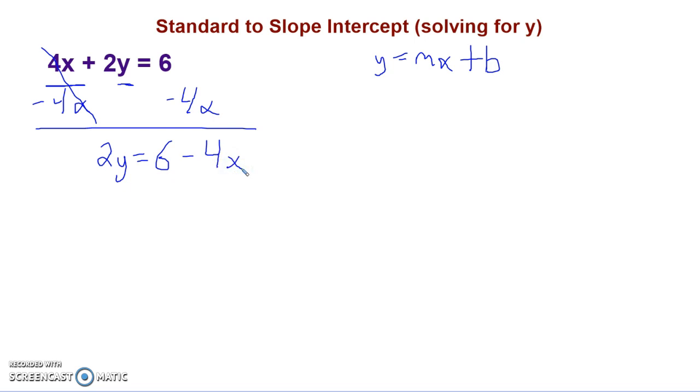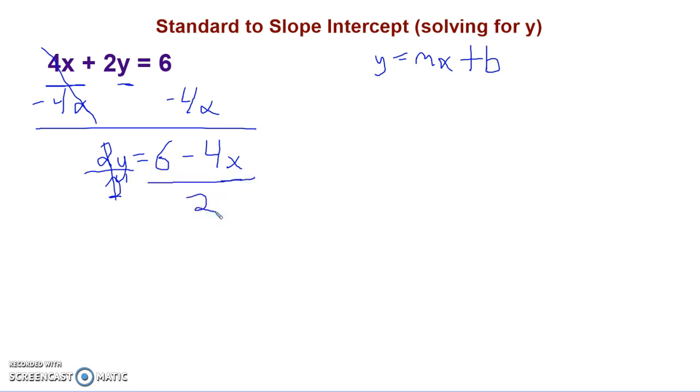Now, we need to get this y alone. So we see that there's a 2 next to the y, which means that 2 has been multiplied by y. So we need to do the opposite of that, which is divide by 2. So that gets rid of that here. What we do on one side, we have to do on the other side. So that means we're going to have to divide everything here by 2 as well.